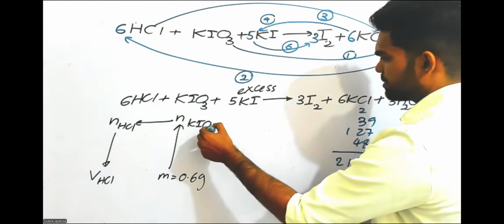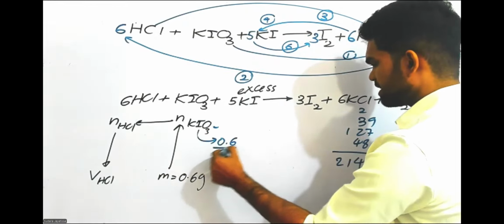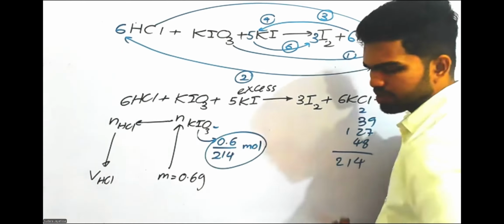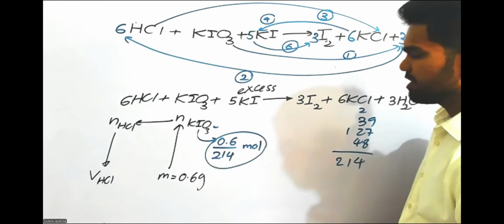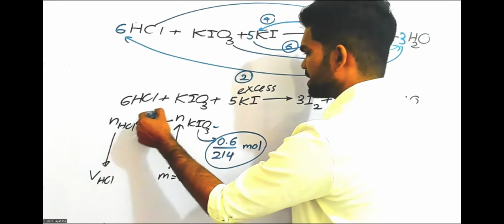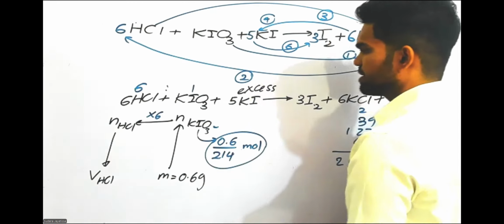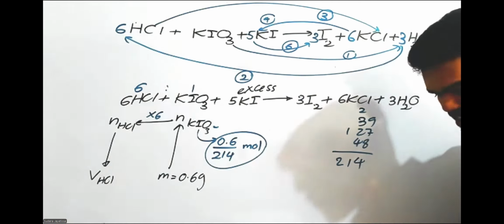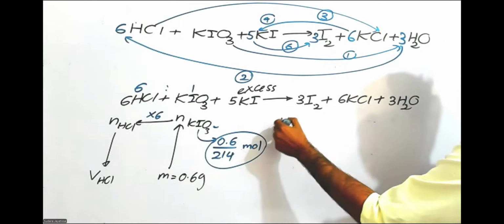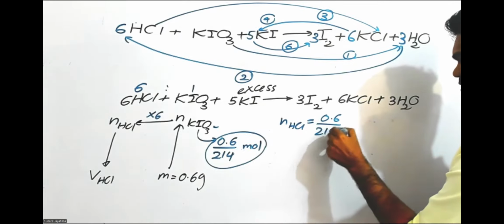So moles of KIO3 will be 0.6 divided by 214 moles. Don't go and divide this, because it is an MCQ. There will be a way of finding the answer quickly. Then you need to multiply by 6, because one of this will react with 6 of this. So the moles of HCl is equal to 0.6 over 214 into 6.